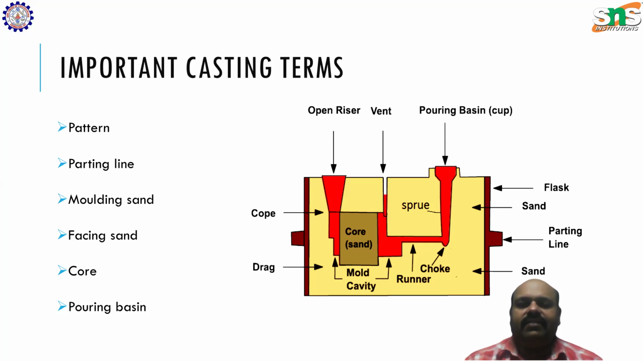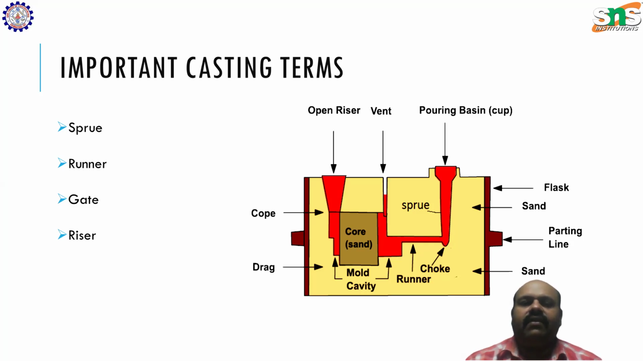Cavity is nothing but the hollow space that is created for getting the shape of the product. And we have a parting line where the two boxes are separated, and the whole thing is kept in a flask. So the sprue, runner, gate, and riser are very important parts that have to be taken care of whenever casting is done.